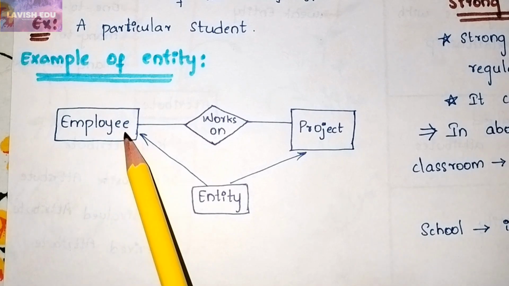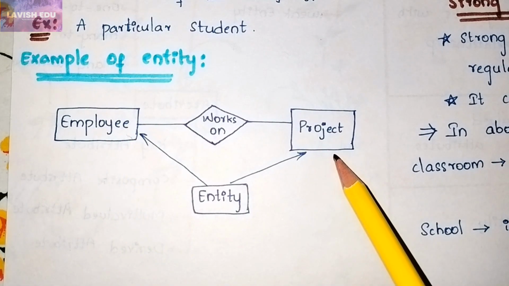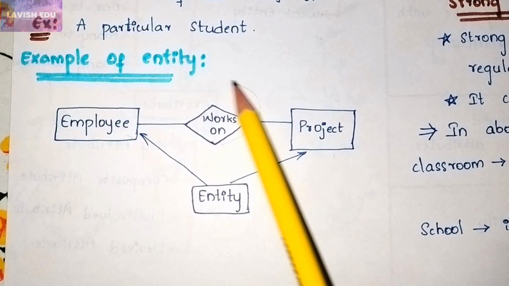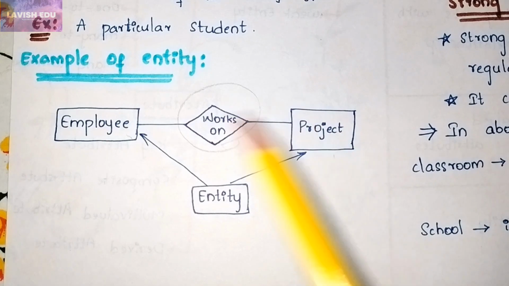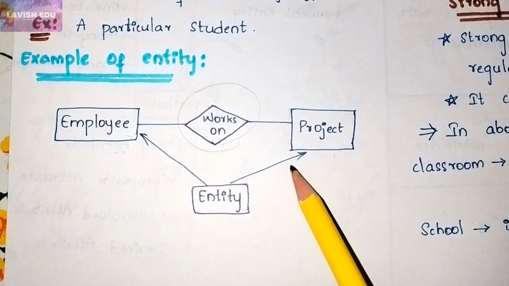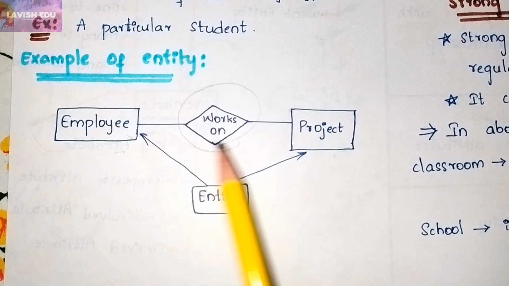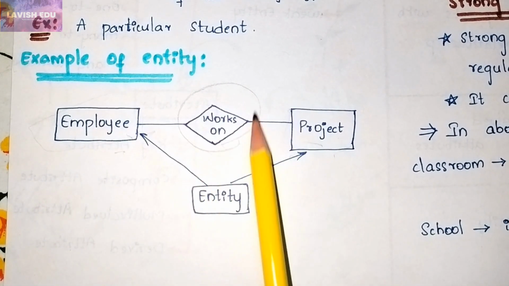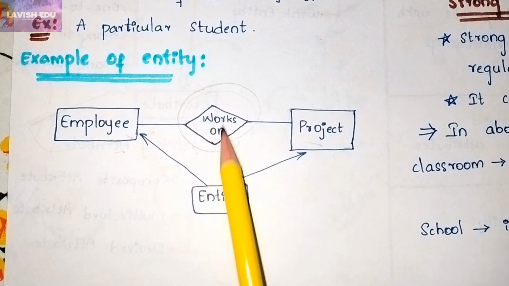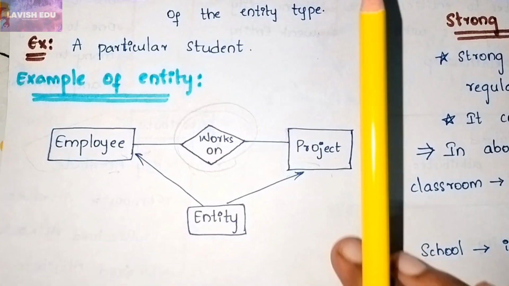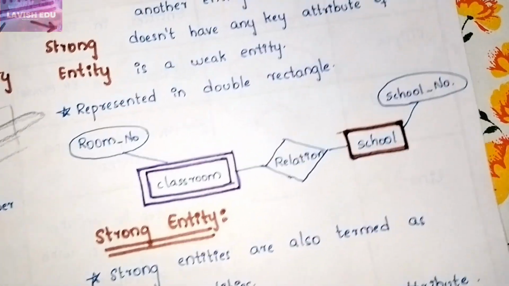Here we have taken a small example of entities. Employee is an entity and project is an entity. Works on is a relationship between these two entities. As we have already seen, entities are represented in rectangle format, and these rectangles are connected with the diamond relationship.